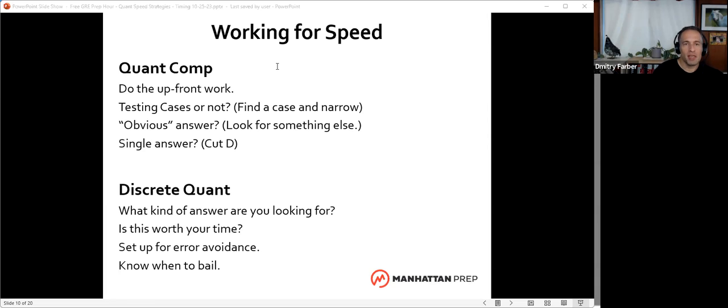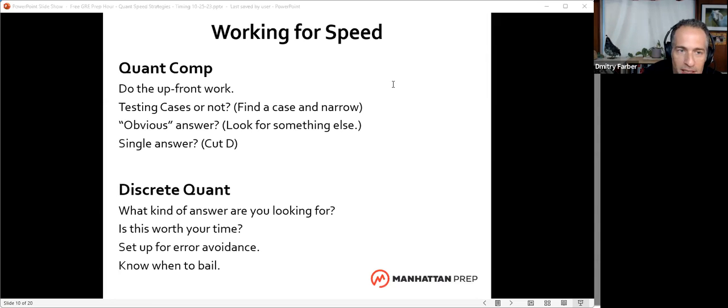If you're going to test cases, what's really important, and this is the single most important thing I can say about quantitative comparison, I think, is this: if you can find a single case, then you know that it's either that or D. And this gets back to the idea of an obvious answer.